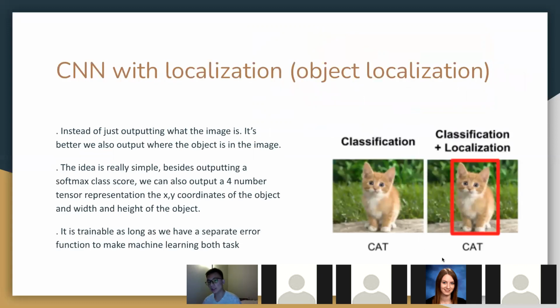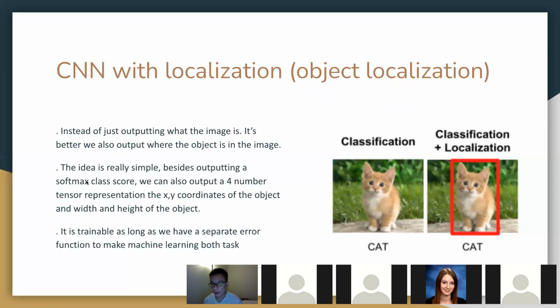And this is localization with a simple image example. So we have a cat. If we do just classification, the output is cat. But if it's classification plus localization, besides outputting the class label, we also output a bounding box. Usually we have an X, Y location of this point and the width and height, because the rest of them we can calculate.